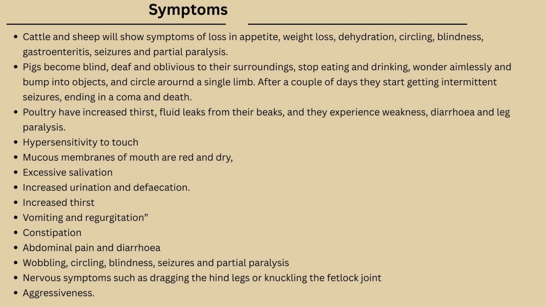Pigs become blind, deaf and oblivious to their surroundings, stop eating and drinking, wander aimlessly and bump into objects, and circle around a single limb. After a couple of days they start getting intermittent seizures, ending in a coma and death. Poultry have increased thirst, fluid leaks from their beaks, and they experience weakness, diarrhea and leg paralysis.